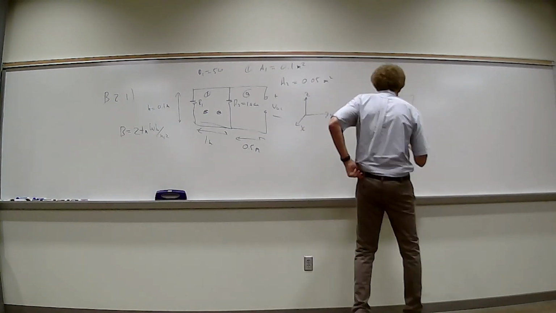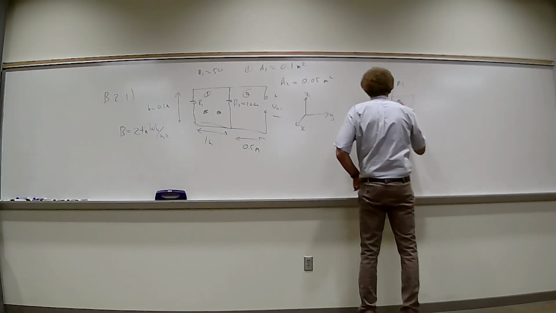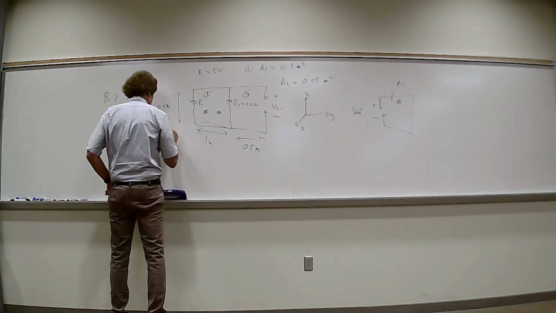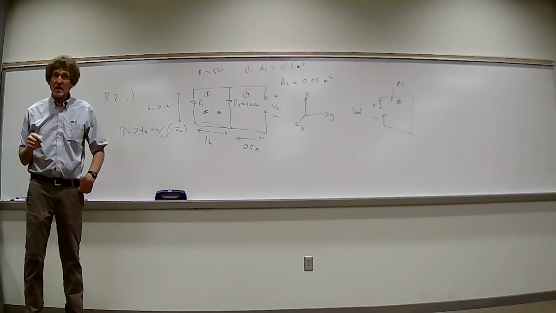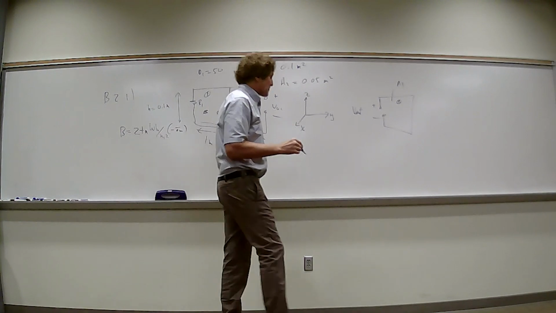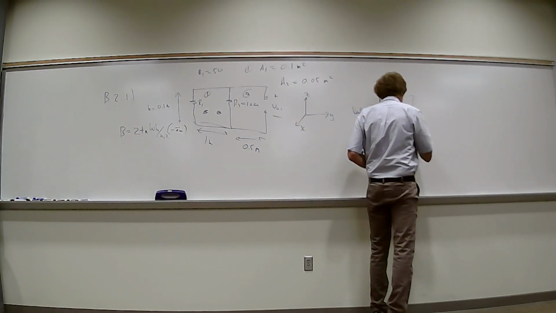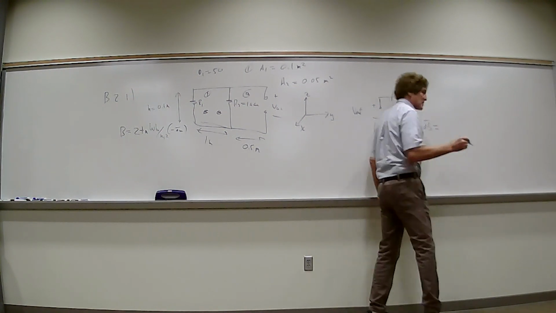For this one, we know this has area A1, right? We know what the B field is here. Since it's going into the board, it's going to be minus a_x. It's important you see this. Everybody with me? What's the differential surface? We're going to need that, right? What's the differential surface right here? ds is what? Think about the coordinate system.